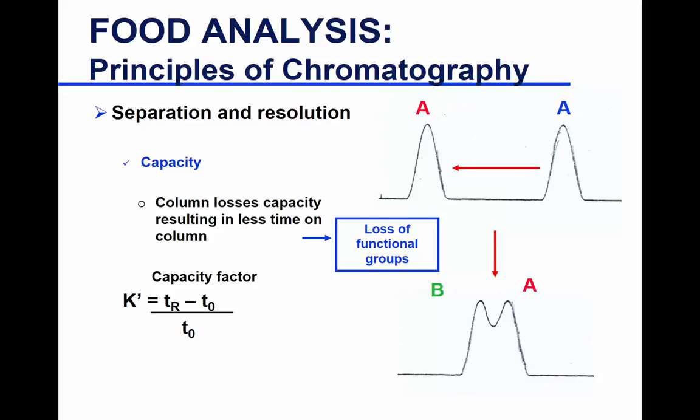Any questions about selectivity, capacity? Once you lose capacity on the column, there are ways to regenerate the column. Sometimes you reattach functional groups. Sometimes there's nothing you can do. If functional groups are blocked, there's nothing you can do to regenerate them. So that's when you say goodbye to your column.